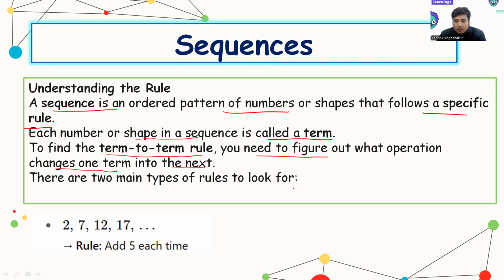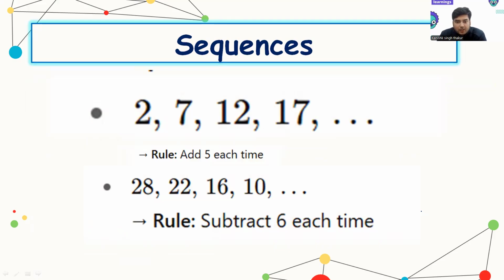The two main types I'm talking about are that either the number will be added or the number will be subtracted. Each number here we call a term, and to reach from one term to the next, you either add a number, subtract a number, or follow some rule. Like here you can see 2, 7, 12, 17. Each time I am adding 5 to get another number. So this is what a sequence is. You are adding 5 each time to get a number.